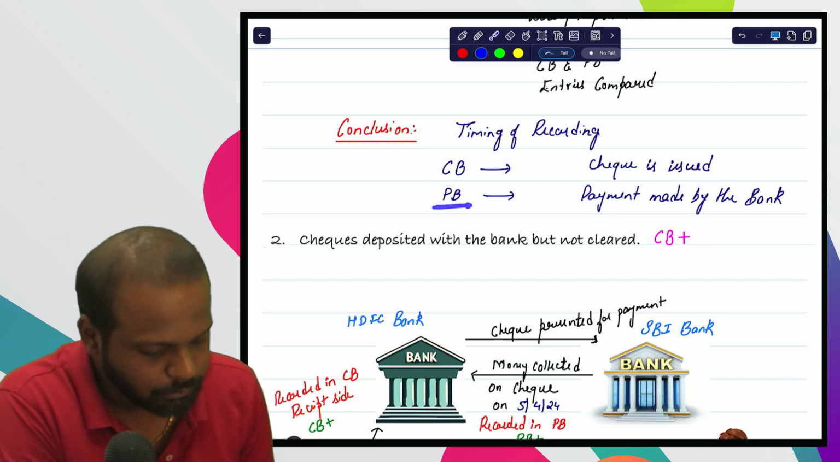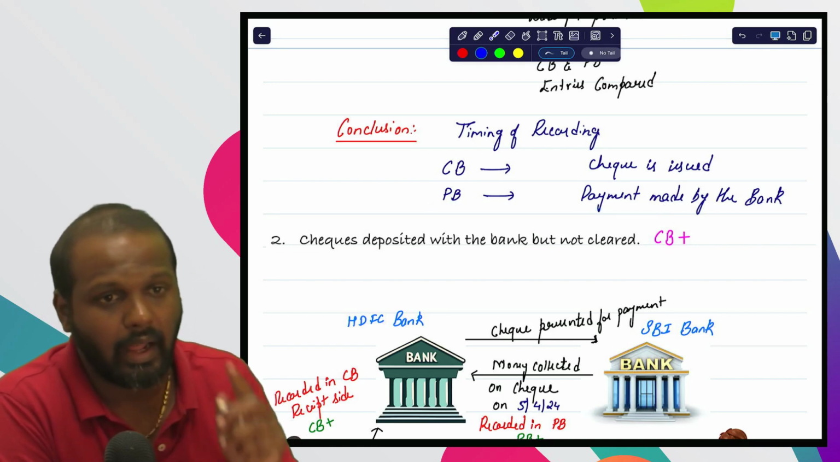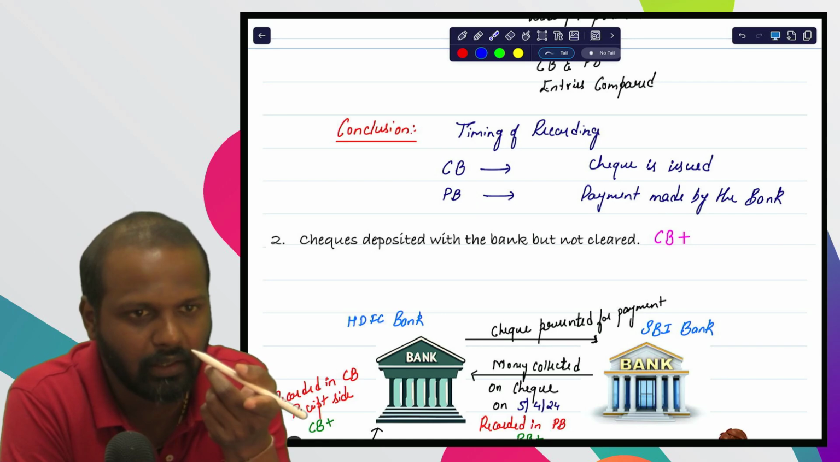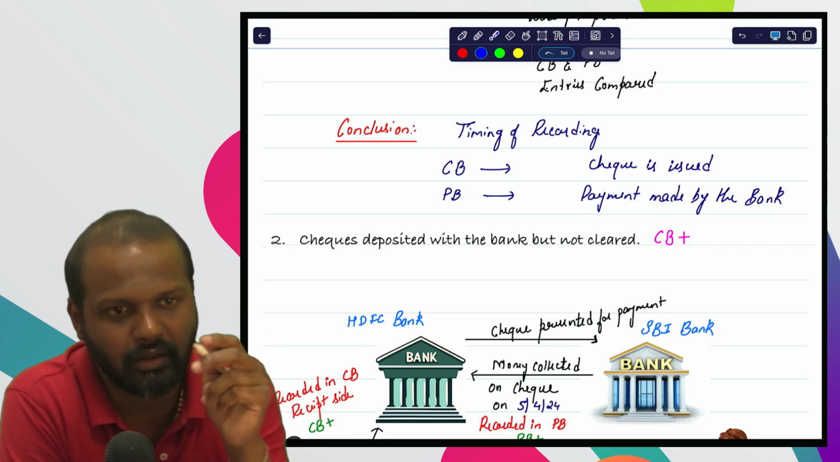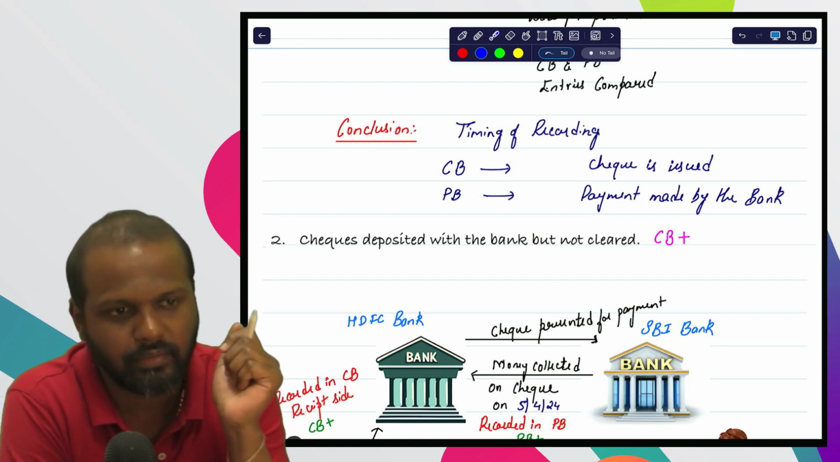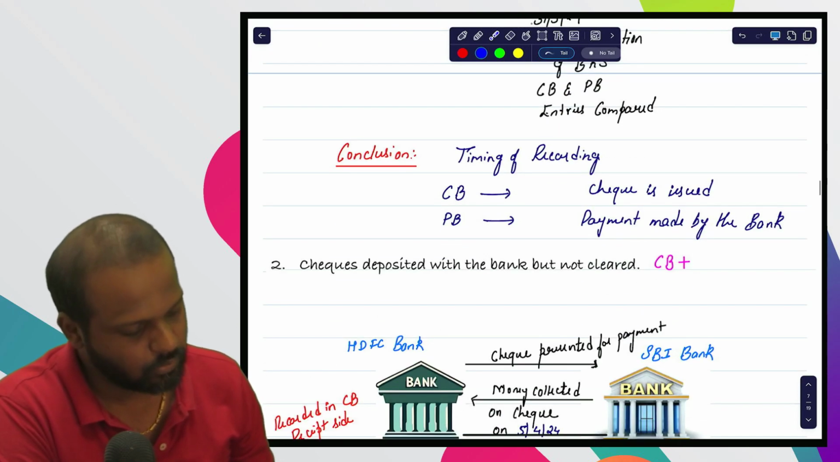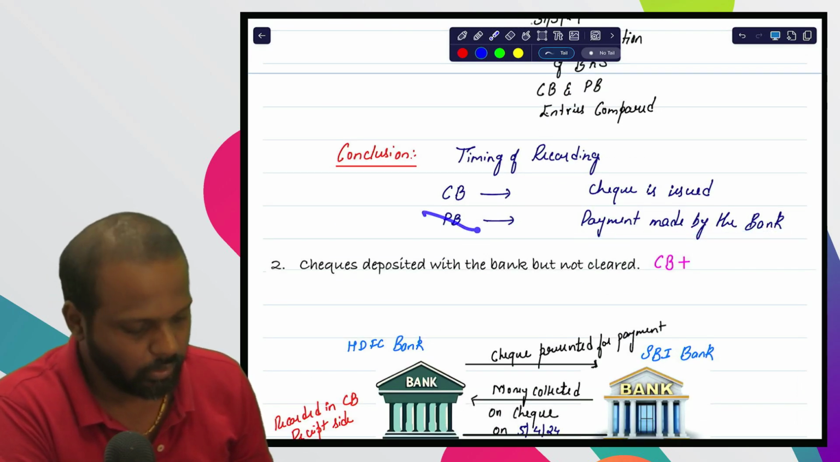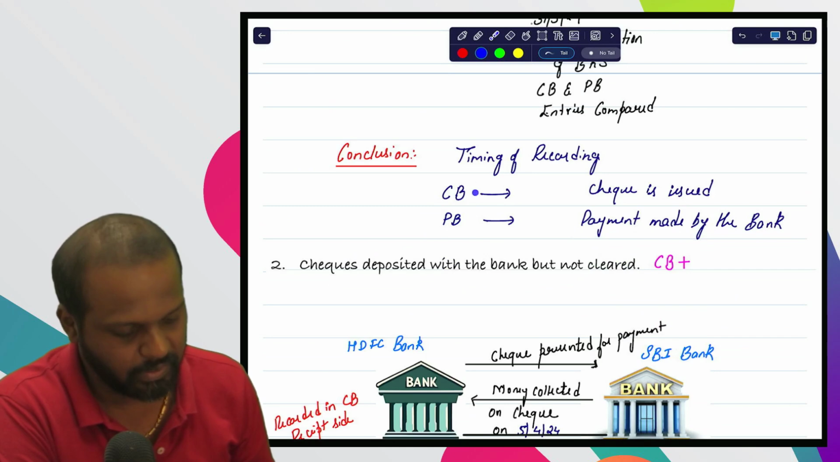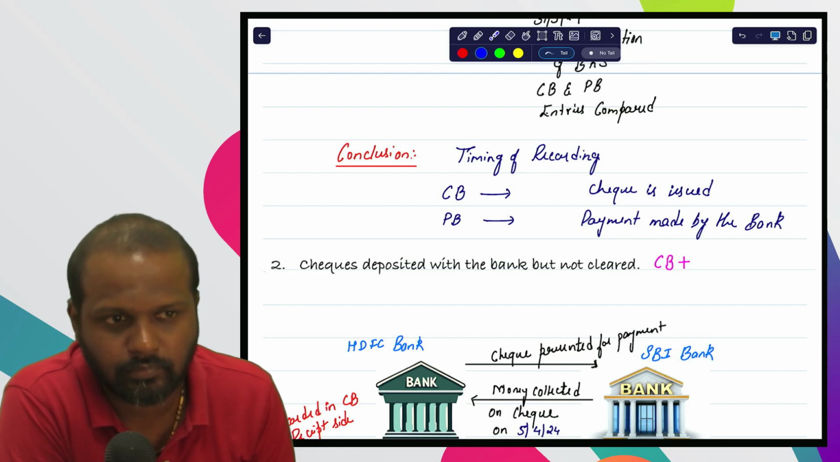But sir, when will passbook do the entry? Only when the payment is made by the bank. And when is the payment going to be made by the bank? When check is presented for payment. When check is presented for payment, then my bank will do the payment. So in this case, check is not presented for payment. So no payment made by the bank. So no entry is there in which book? Passbook. But entry is there in cash book. So I hope this point number 1 is clear.